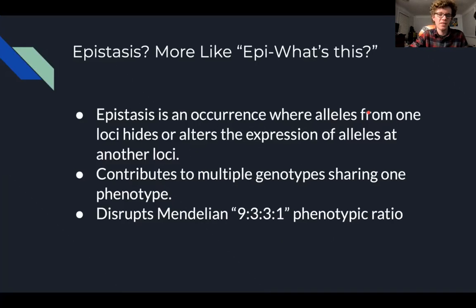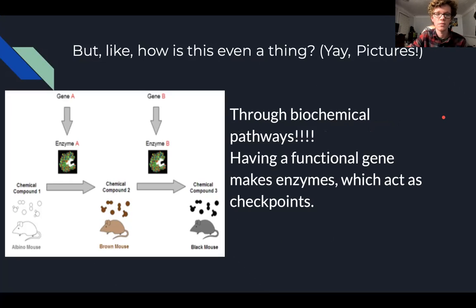So what is epistasis exactly? Well, epistasis is just an event where the alleles from one loci modify or mask the alleles from another loci, and this actually contributes to multiple genotypes. So whether it's heterozygous or homozygous dominant, they all share a phenotype. And this also disrupts the Mendelian 9:3:3:1 phenotypic ratio that you'll see later on being disrupted.